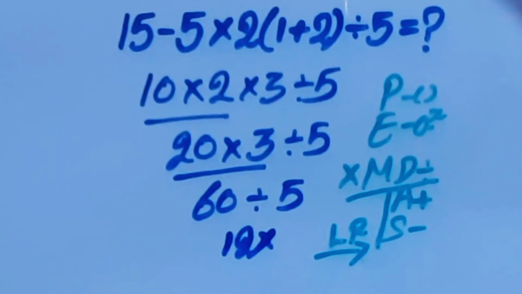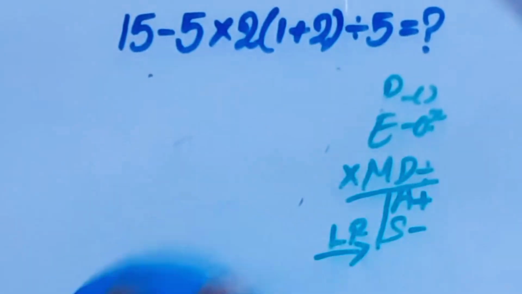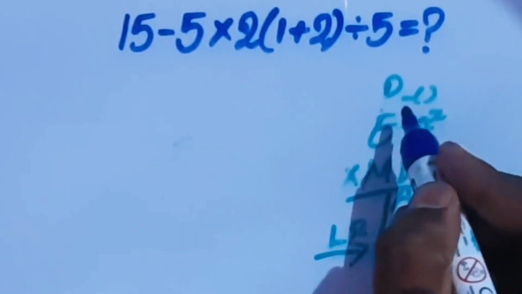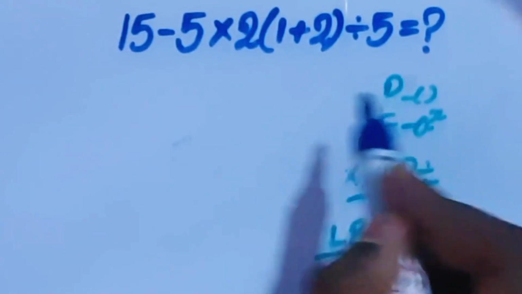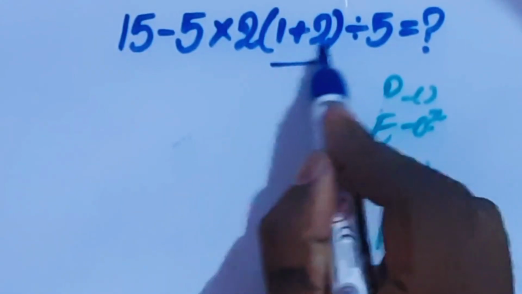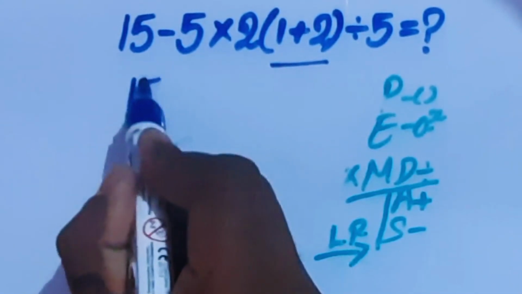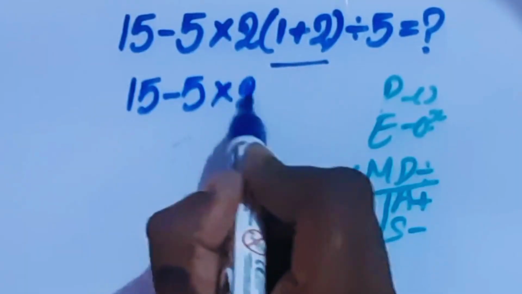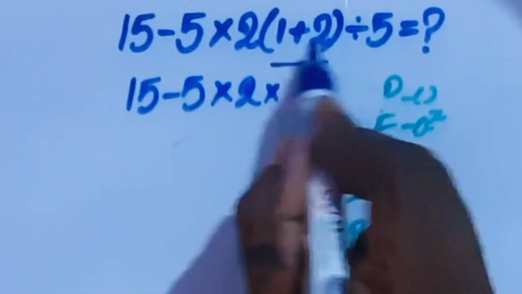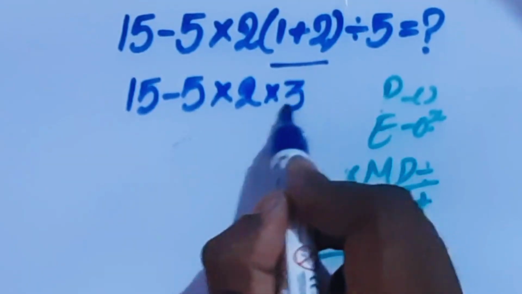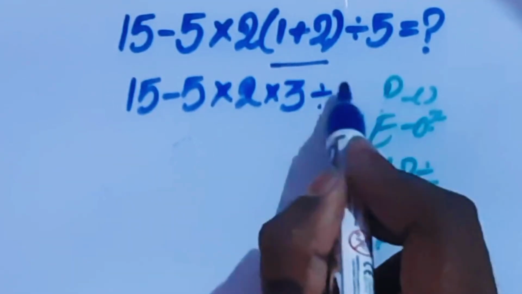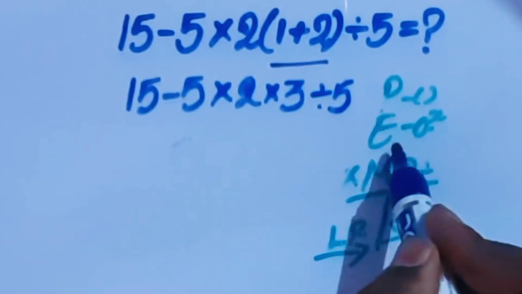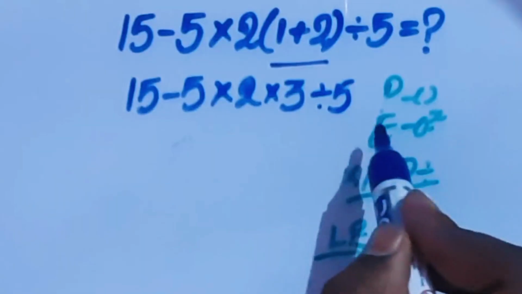Now we are going to solve this problem in the correct way by using the order of operations PEMDAS. Here, as per PEMDAS, the bracket is higher priority. We have a bracket here which is 1 plus 2. Now 15 minus 5 times 2 times 1 plus 2 is 3 divided by this 5. Now the next priority is exponent. We don't have an exponent.